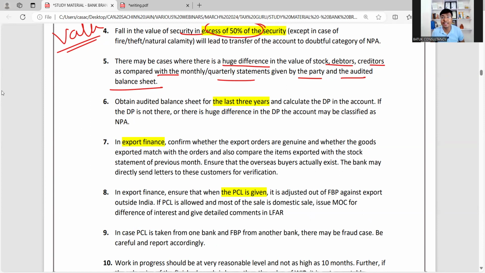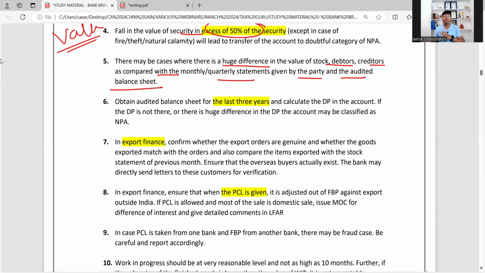And if there will be huge differences between the audited data and the stock statement submitted to the bank, in that case अपने को ये पता चल जाएगा कि यार यहाँ पर ये जो स्टॉक, डेटर, क्रेडिटर स्टॉक स्टेटमेंट में दे रहे हैं, they are just providing for the drawing power limit. In that case, we may put the comment in our report.